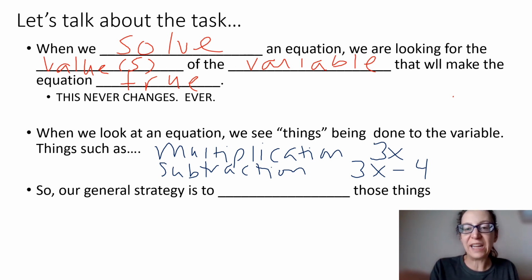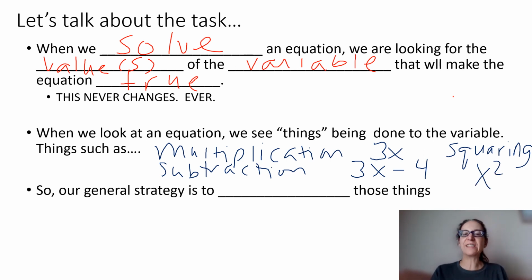You might see, and this is where we get into today's issue here, well, I meant to write square rooting, but I wrote squaring. So there you go, we'll square it instead. So there are these things that are being done to the variable.